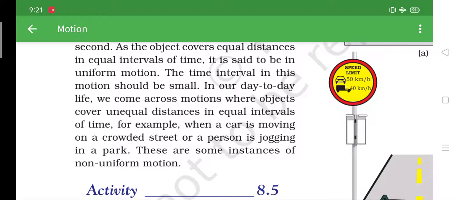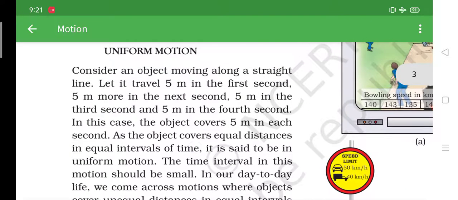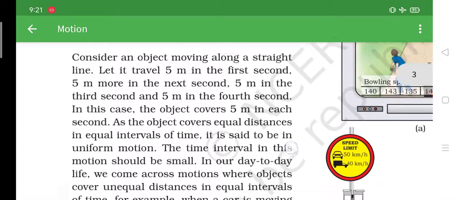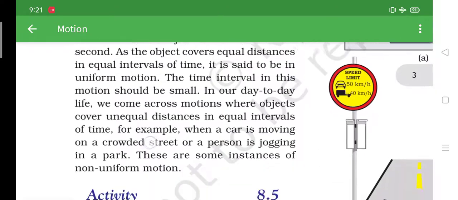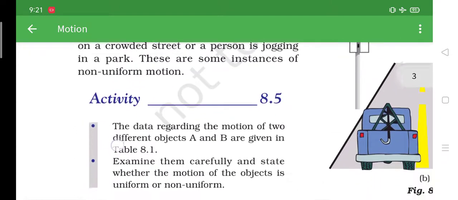Now what is uniform motion? Uniform motion is nothing but when you travel at a particular speed and cover a particular distance in a particular time. As here you see, 5 meters in the first second, 5 meters in the next second, 5 meters in the third second, 5 meters again in the fourth second. That means if you cover 5 meters in one second, in the same interval and the same time interval, that is called uniform motion. So you will get to know this during this activity.